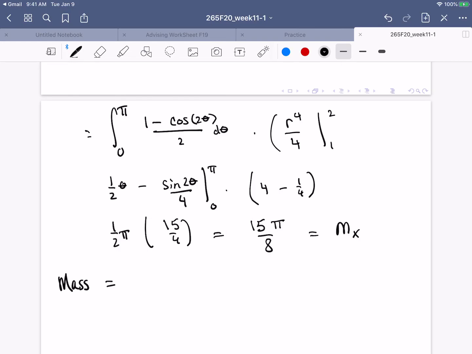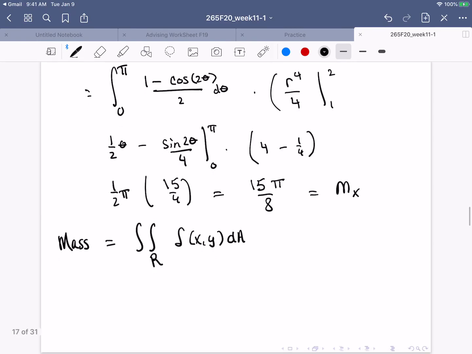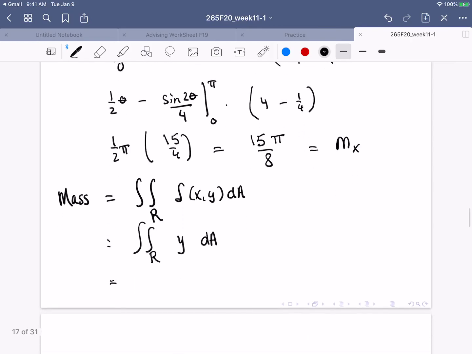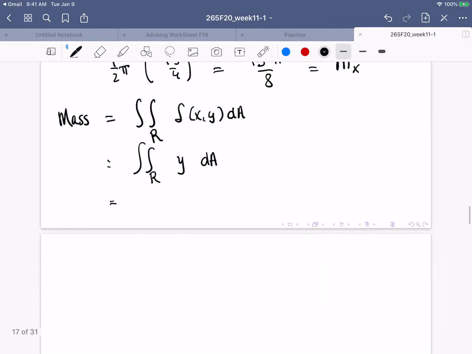To calculate the mass, I'm going to integrate the density function over the region. So that's going to be y dA. And again, I'm going to use polar coordinates. So this will be the integral from 0 to pi, the integral from 1 to 2 of r sine of theta, r dr d theta.